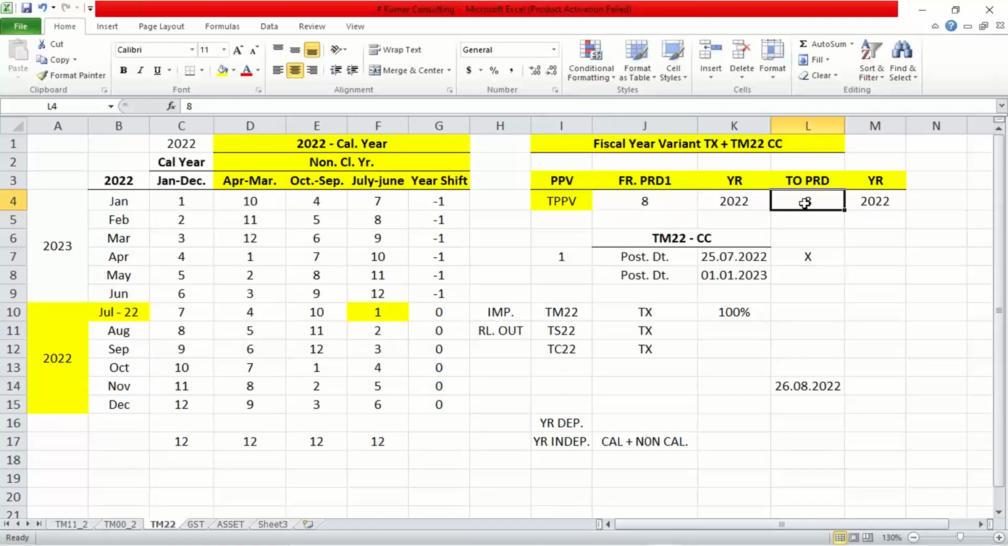8 to 8 means 8th period. 7 to 8 means July to June. Both periods are open, right? Okay. So if somebody has posted any transactions belonging to the 25th, 26th or 27th of July, July month transactions are not permitted here. June month transactions are not permitted here, right? It's okay.